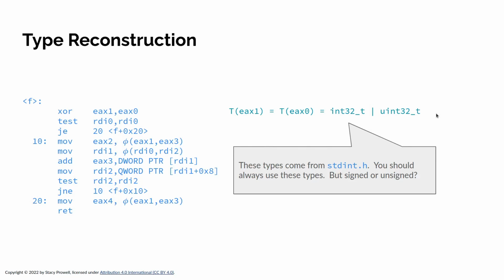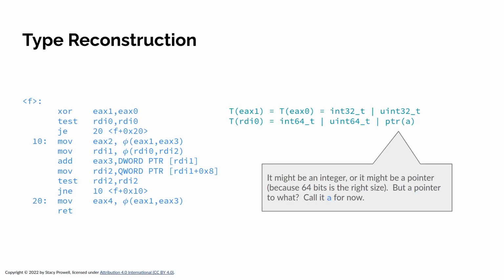So to make your program slightly more platform independent and slightly more obvious. All right. Then we do a test. This is checking to see if RDI is 0. It's the same as comparing it to 0, basically. And because of that, we wind up with this constraint, right? It could be a 64-bit integer, because RDI is 64 bits, or it could be an unsigned 64-bit integer, or it could be a pointer, right? Because it's long enough to actually be a pointer.